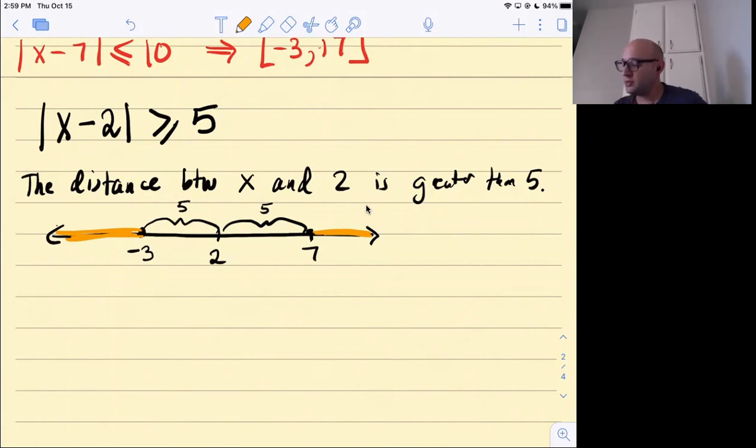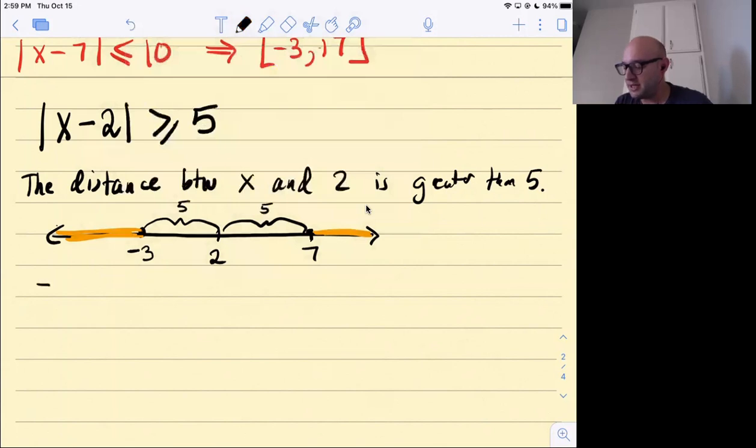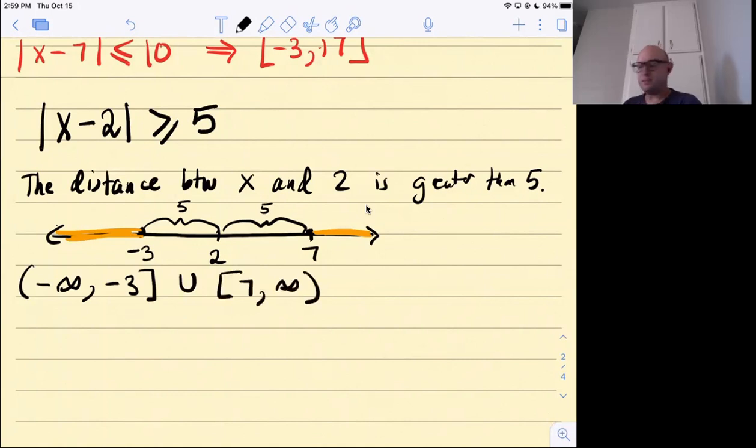Okay, so we would describe this as negative infinity to -3, and because it's greater than or equal to, you put a bracket, union, 7, comma infinity. Okay.